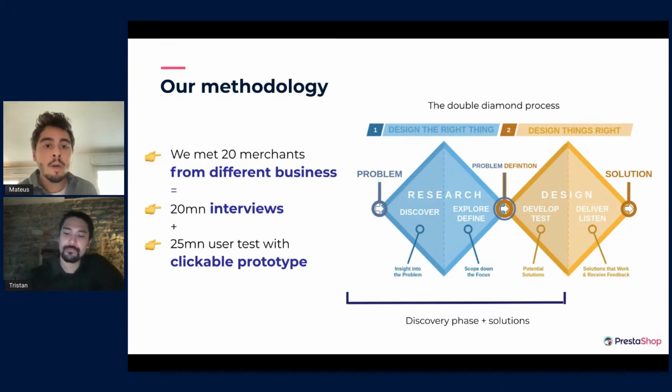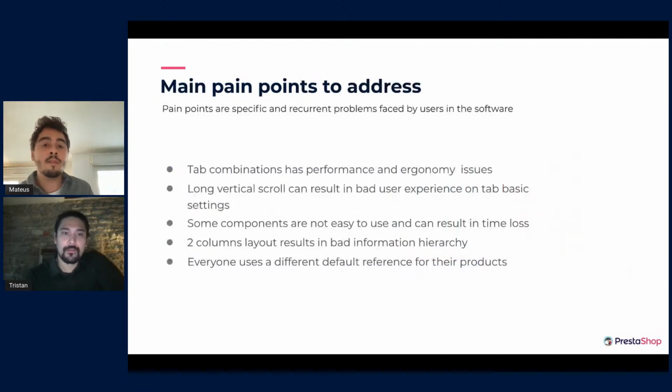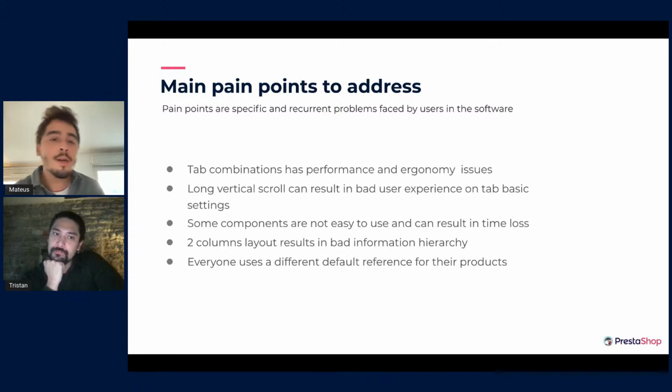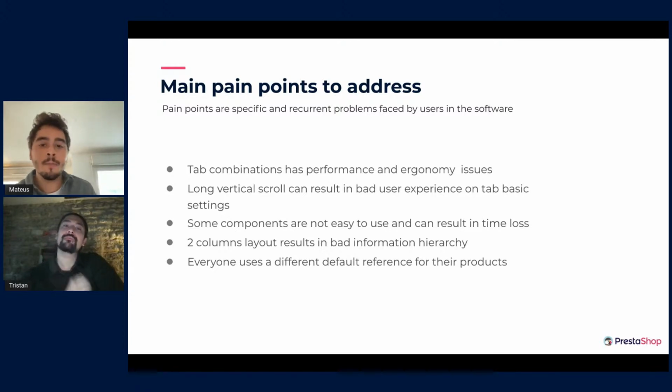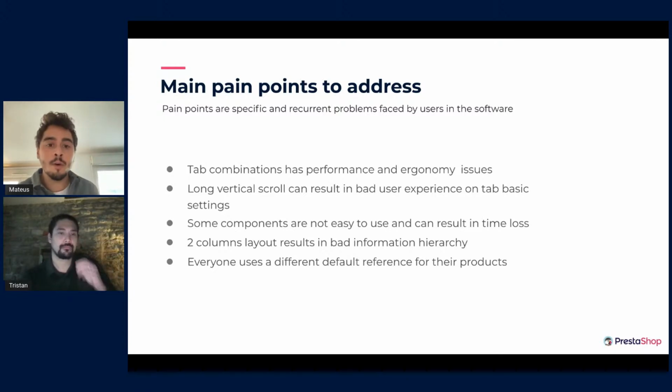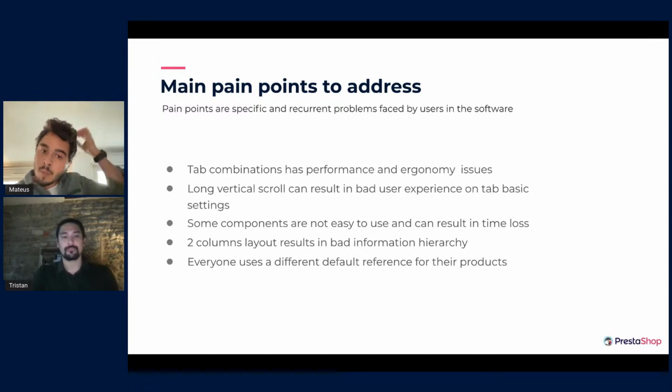So we're going to present what we discovered from the product page discovery: the main pain points that were raised to us. Just to be clear, a pain point is a specific and recurrent problem faced by a user. So we only solve issues that are met by 98 or 99% of the merchants that we met, to be sure it's going to bring value to everyone.